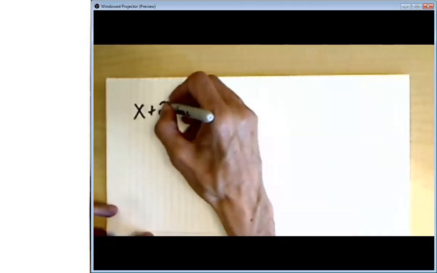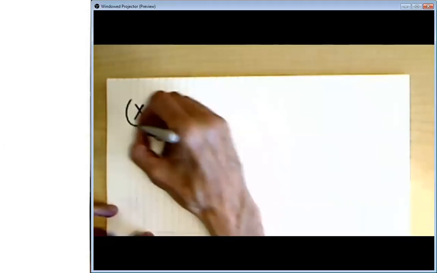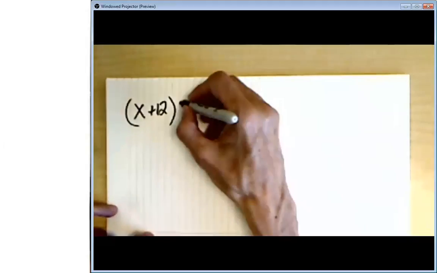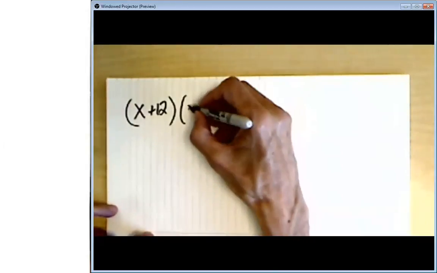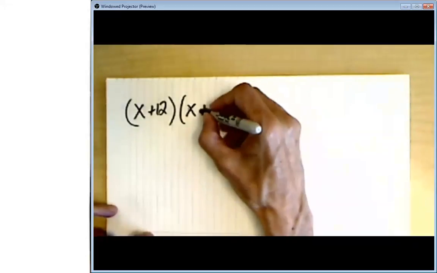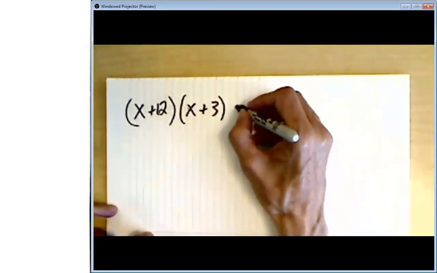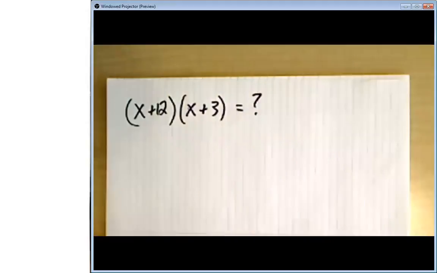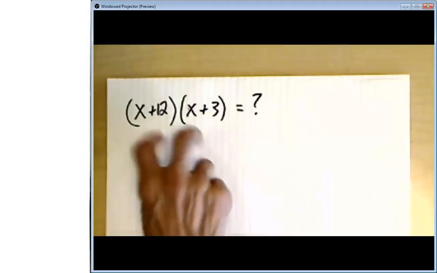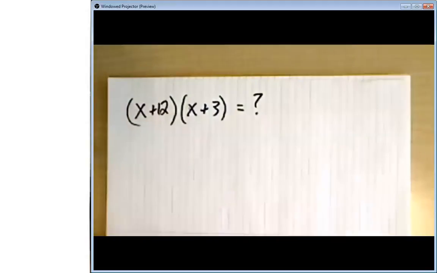Just for fun. Well, it's all for fun. How about this one? Not on the quiz. That's a 12 because I changed my mind. X plus 12 times x plus negative 3. What does that equal? Well, I'm not sure what I said. I think I did say negative, right? Okay, well, this is what we're stuck with in writing. That's x squared.